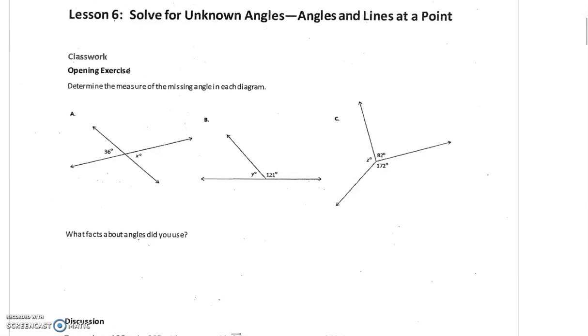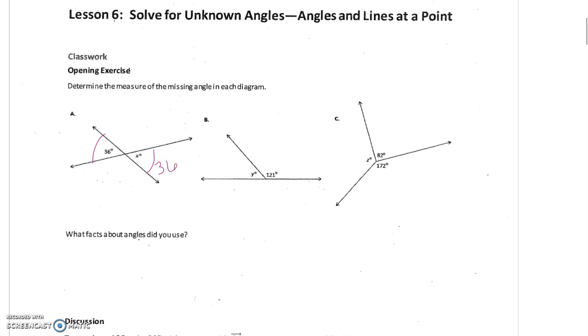So we're starting lesson 6. Your goal for lesson 6 is to be able to identify your angle pairs and to solve for missing angle measures. So for part A, we're going to work with these three first. For part A, hopefully we're thinking that these two angles are vertical, this one and this one, and that vertical angles are equal. So this angle is going to be 36 degrees also.